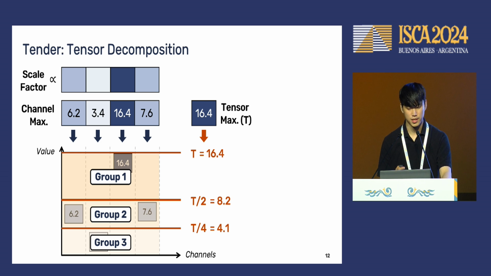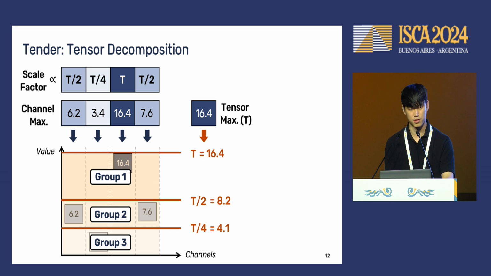For each group, we set the scale factor based on the upper threshold of the group. For example, we set the scale factor of group 1 using the upper threshold, T, and repeat the process for group 2 and group 3. To reduce runtime overhead, this classification process is performed during an offline calibration.